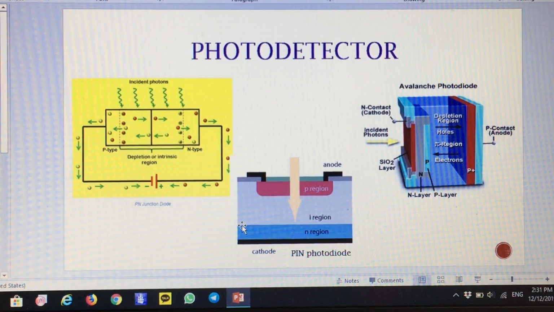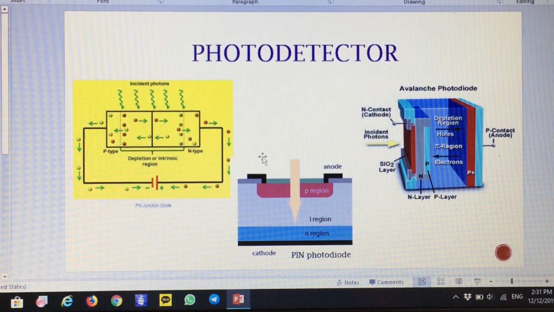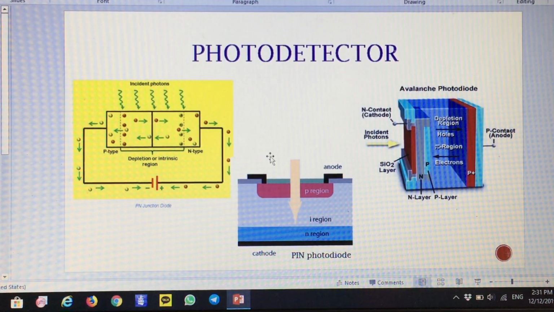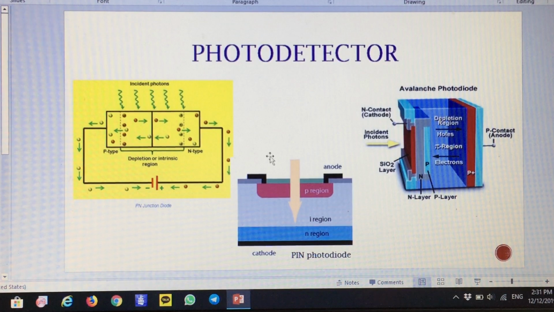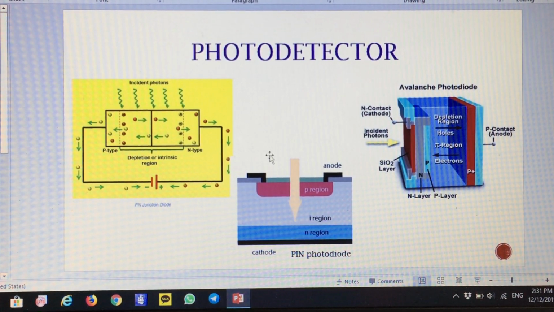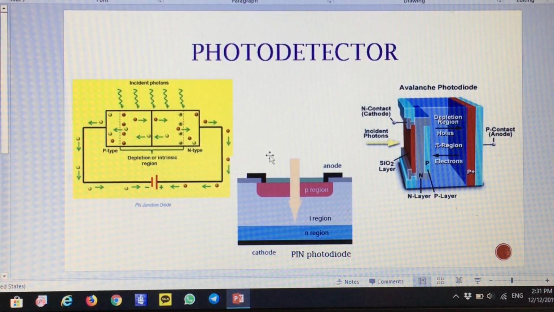The other one is the photodetector. There are different types of photodiode: pin photodiode, avalanche photodiode, and PN junction diode. A photodiode has a PN junction or pin structure.